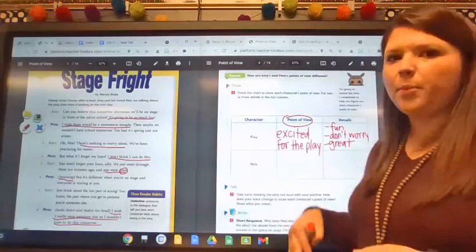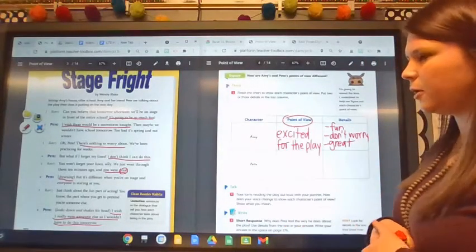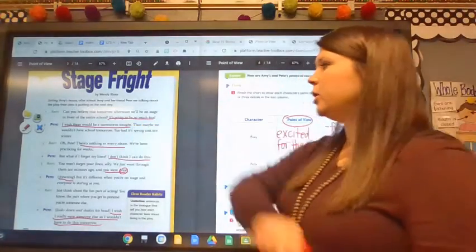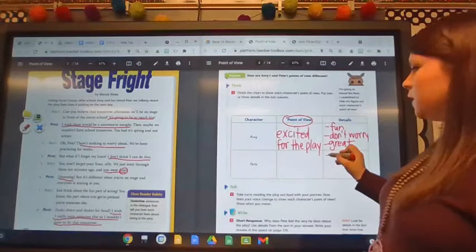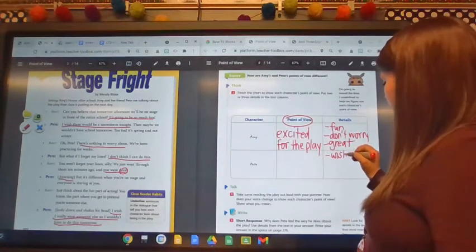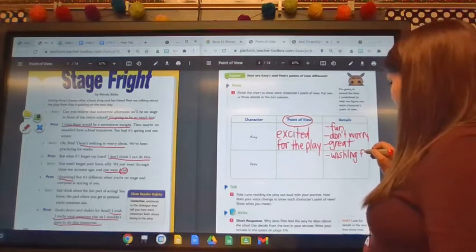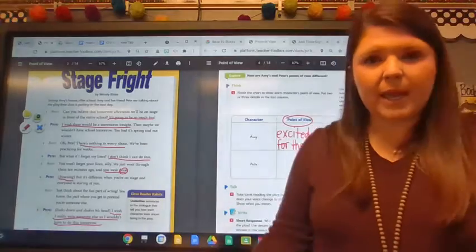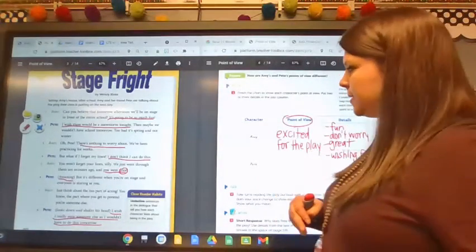Now let's think about Pete and the things that Pete said through our play. So first off, he says he wished there would be a snowstorm tonight. So that is something that he's doing. He's wishing for snow. We know what happens when there's snow. What happens when there's snow? We can't come to school, right? It's not safe for us to get to school.